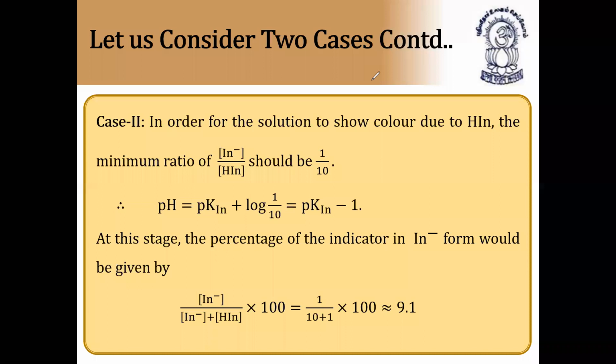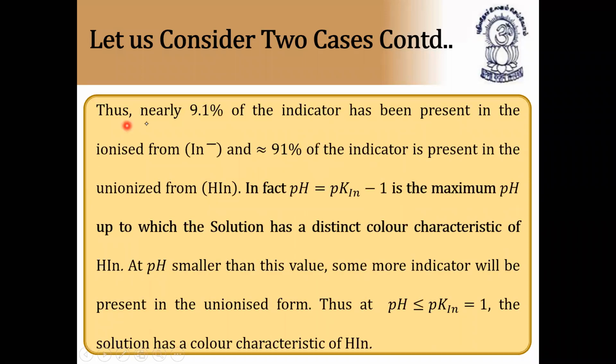Anyway, these calculations are not that important. Thus, nearly 9.1% of the indicator is present in the ionized form, and about 91% of the indicator is present in the unionized form. In fact, when pH is equal to pKIn minus 1, that is the maximum pH up to which the solution has a distinct color characteristic of HIn. At pH smaller than this value, even more indicator will be present in the unionized form. Thus, when pH is less than or equal to pKIn minus 1, the solution has a color characteristic of HIn.